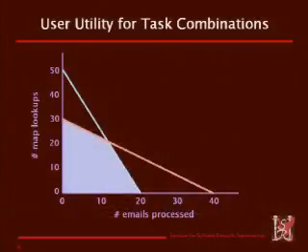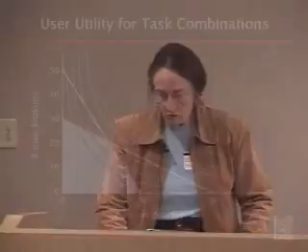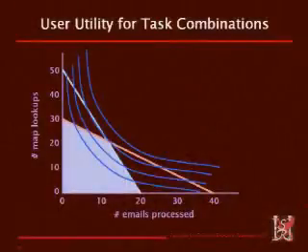And this particular user is okay with 3 emails and 28 map lookups, or 5 map lookups and 18 emails, and a variety of other trade-offs. But of course would be happier with more of both, and would be still happier with still more of both, and would be ecstatic with some combination that we can't achieve because we're resource limited. And so the game is, which is the highest curve we can achieve, and where on that curve should we go?